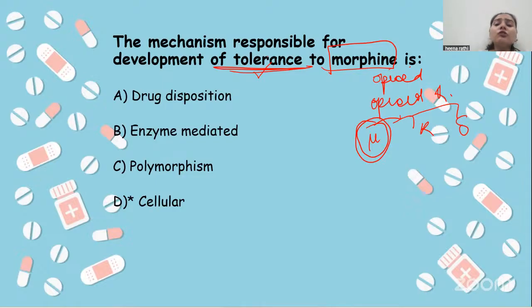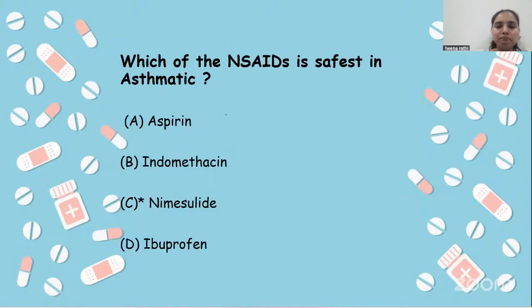So in the case of morphine, if tolerance develops, it develops because these opioid receptors have become desensitized to it or down regulated. This type of mechanism is called the cellular mechanism. So cellular type of tolerance will be seen in this case. Not enzyme mediated, not polymorphism, not drug disposition. The cellular type of mechanism.